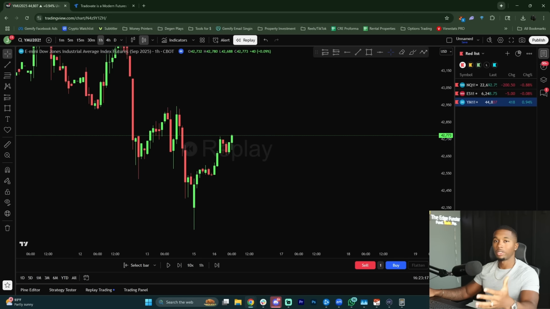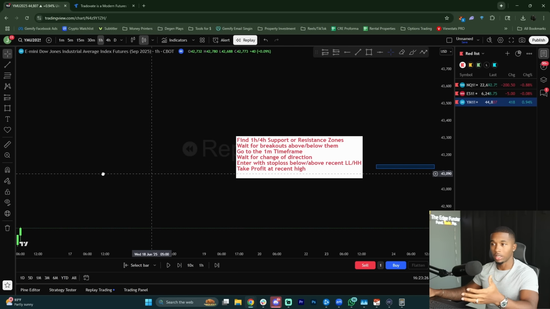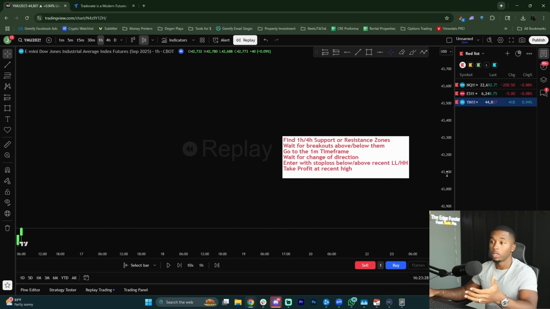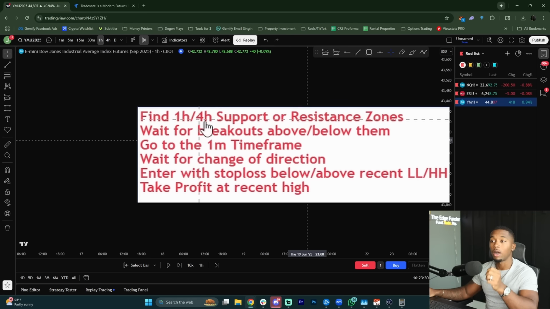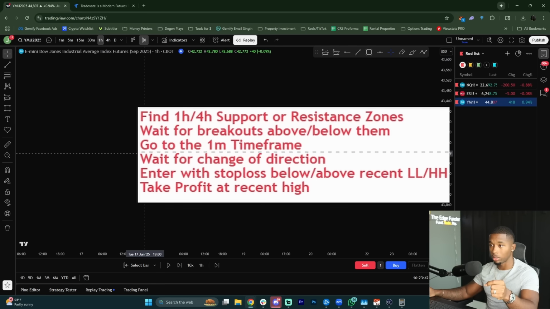All right, so let me now show you guys some actual examples that you can see on the chart. But before we do that, let's go over what this strategy is and what the steps for it are. The first step is to find a 1 hour or 4 hour support or resistance zone. So we're going to go on the 1 hour time frame or the 4 hour time frame, and we're going to draw out those lower lows, lower highs, higher lows. We're going to draw those out so we see it on our charts.